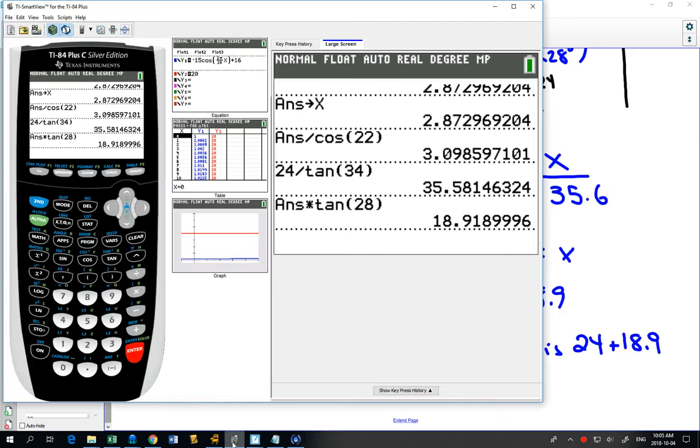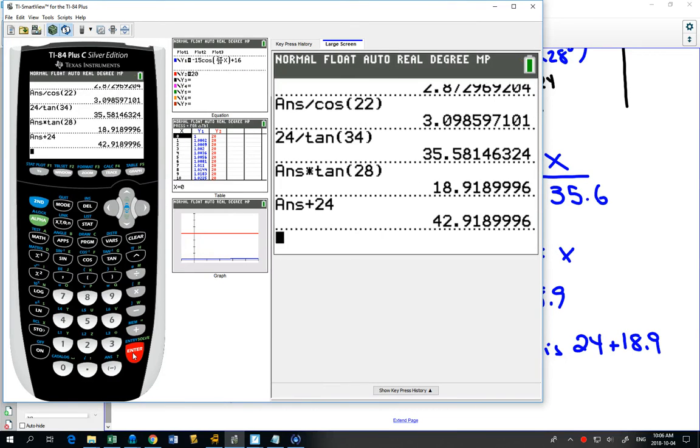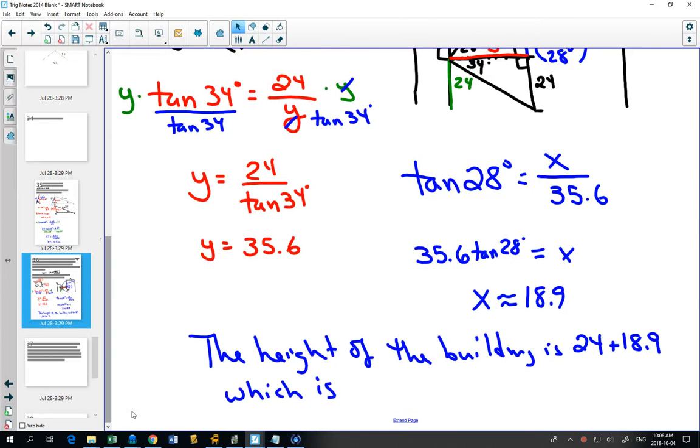Take that 18.9. Another thing about the answer button. Right now, I want to take this answer and add it to 24. So I could go second answer again, but your calculator knows if you pick any of the operation buttons, divide, multiply, add, or subtract, and you click that first, it'll automatically say, oh, you wanted to add that answer to what? Answer plus 24. 42.9. What do they want us to round to? Doesn't say, so we get to choose. 2 decimal places to live on the edge. Okay. 42.92.